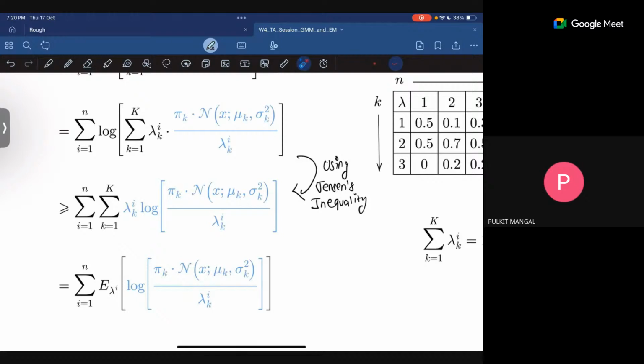Okay. Is this part clear to everyone? Yeah. Any doubt, anyone till now?